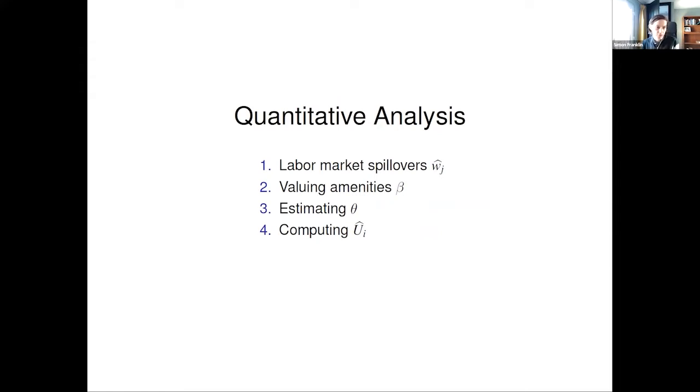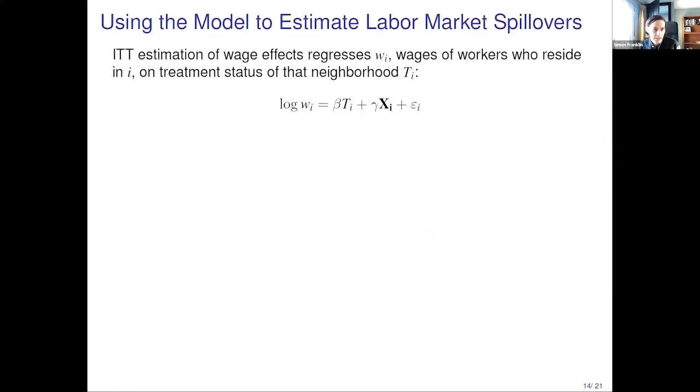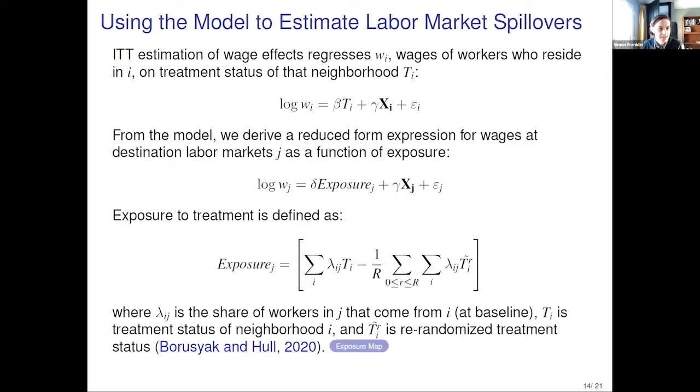And I want to concentrate on step 1, which is estimating these labor market spillovers, the labor market effects of the program. So again, this is what we would do in the reduced form world, looking at the wages of people living in I as a function of being in a treated area I. The model gives us an expression for how we should actually do this, that is very different. And we're going to say it should actually look something like the second expression.